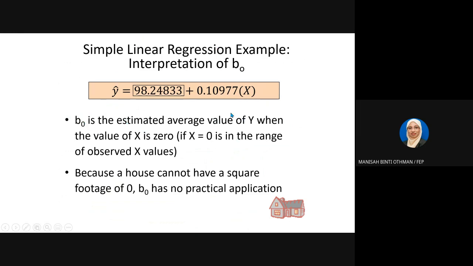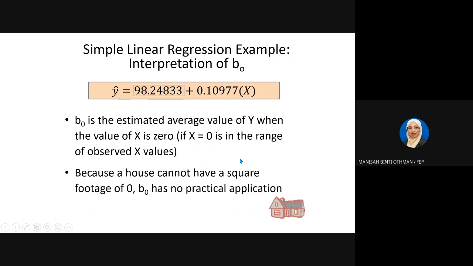Now you have to interpret each coefficient in this equation. B0 is the estimated average value of Y when the value of X is 0. So when X is 0, this is the minimum value for Y. When you put X equals 0 times 0.1, you get 0 here. So the minimum value for Y is 98.